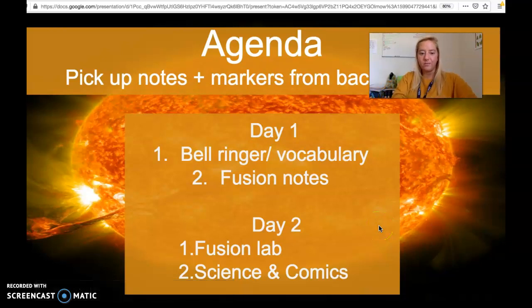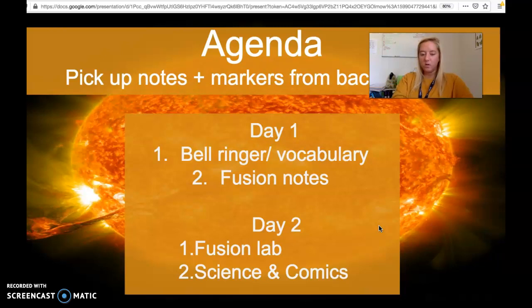Welcome, welcome, welcome. We are going to be studying the process of fusion today and actually doing a little comparison of nuclear fusion versus nuclear fission. This is actually the chemistry of the sun, so I'm pretty excited that we're going to be studying this. It's one of my more loving topics. It's near and dear to my heart a little bit.